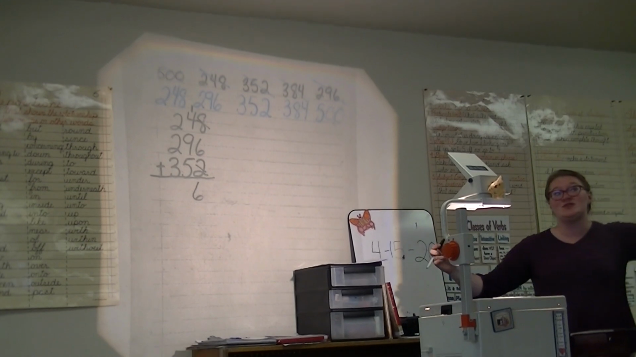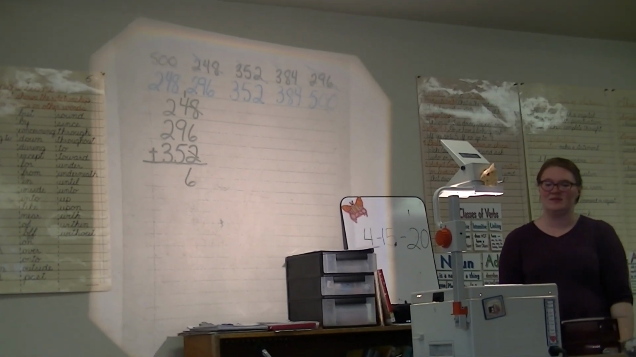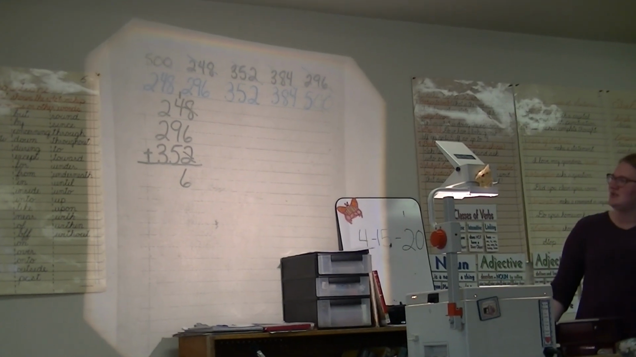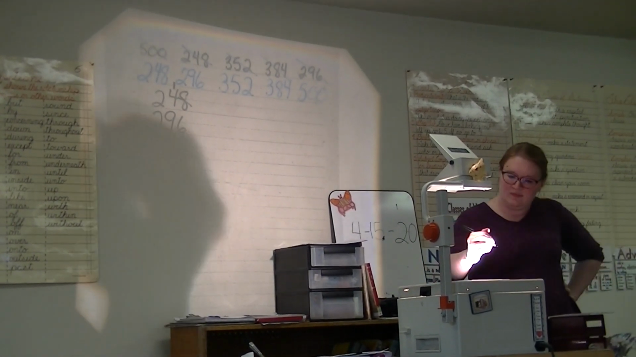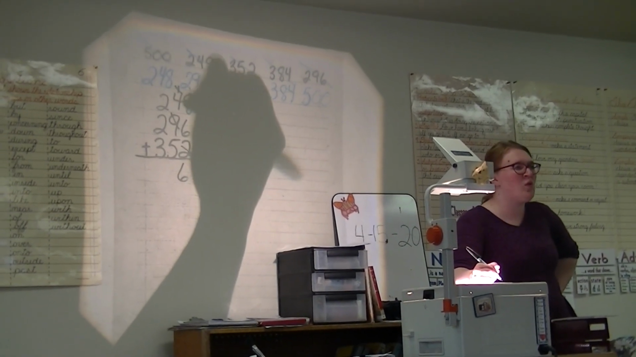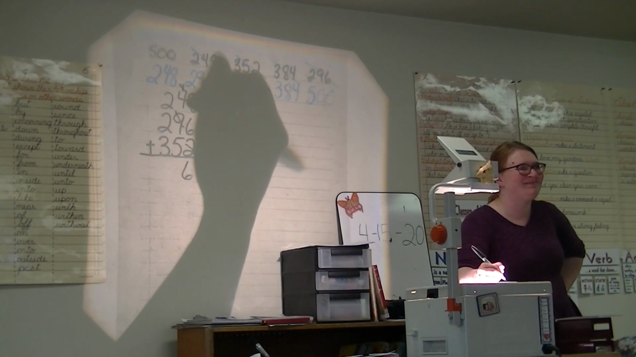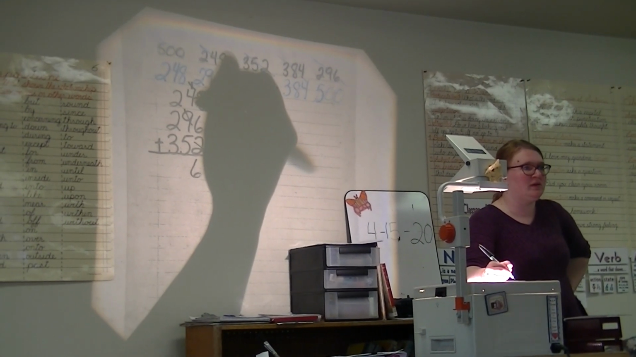What do we look for first, Rembrandt? Look for ways to make 10. Rembrandt, do you see any ways to make 10? Yes. What are they? 9 and 1. 9 and 1 make 10. What is 4 and 5 more? Elena, what's 4 and 5 more?